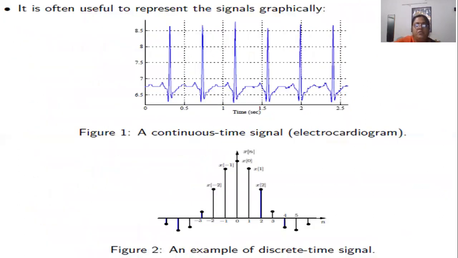Now it is often useful to represent the signals graphically. So this is an electrocardiogram signal where on the x axis we have taken the time and on the y axis we have taken the amplitude of the waveform. So it is a continuous signal. Now this continuous signal is converted into discrete time. We will take a particular interval of time. So we have taken another example of a discrete time signal where the signal is broken into regular intervals of time. So time is not continuous but amplitude is continuous. So the continuous time signal can be converted into a discrete time signal with regular intervals of time.